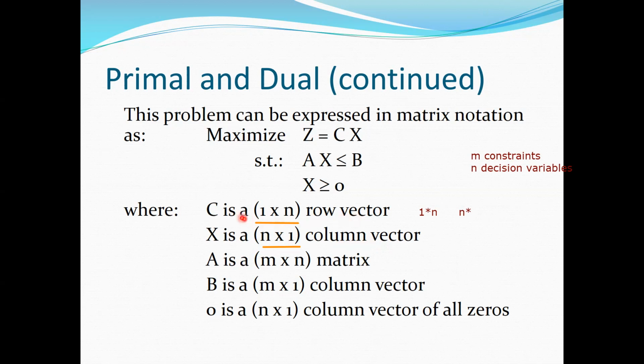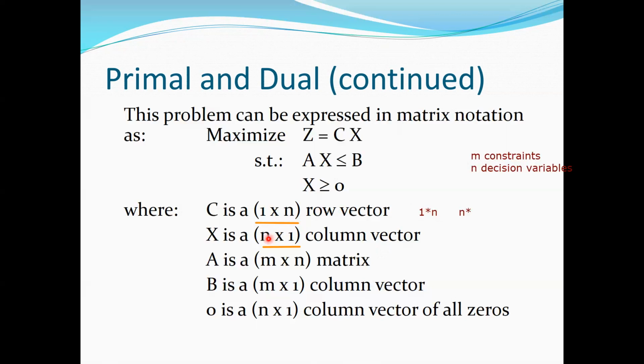So C has 1 row and n columns, and X has n rows and 1 column. And this is the rule about matrix multiplication: if you're trying to multiply 2 matrices, the multiplication is only possible when the number of columns in the first matrix is equal to the number of rows in the second matrix.